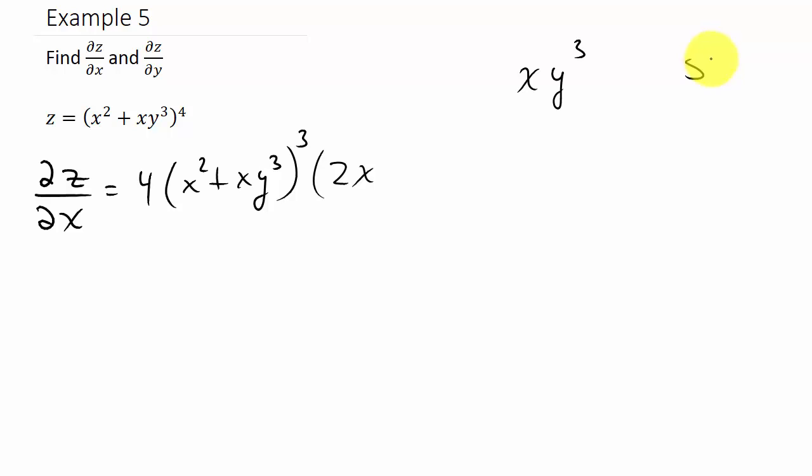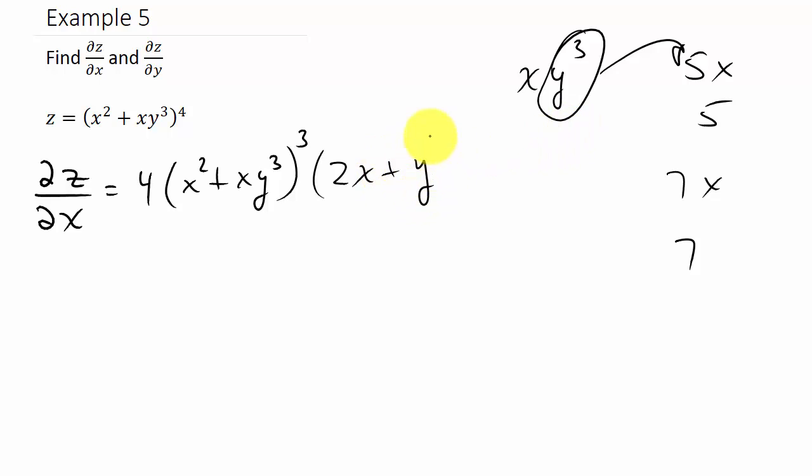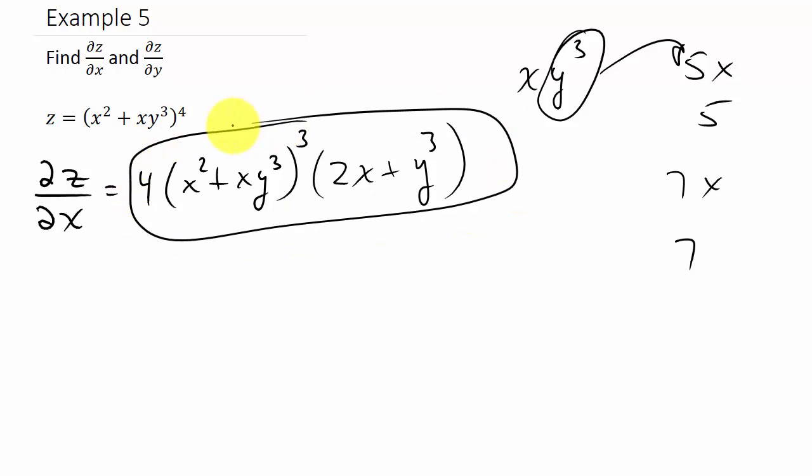Okay, well, let me ask you this. What's the derivative of 5x? It's 5. What's the derivative of 7x? It's 7. That's the same thing here. This y cubed, that's like that 5. So what's the derivative of xy cubed? It's just y cubed. All right, well, and that's it. That's your answer right there. I mean, that's pretty easy. It doesn't look like there's much you can do with it, so we can just leave it like that. I guess if you want to, you could distribute the 4 to each one, but that's no big deal.